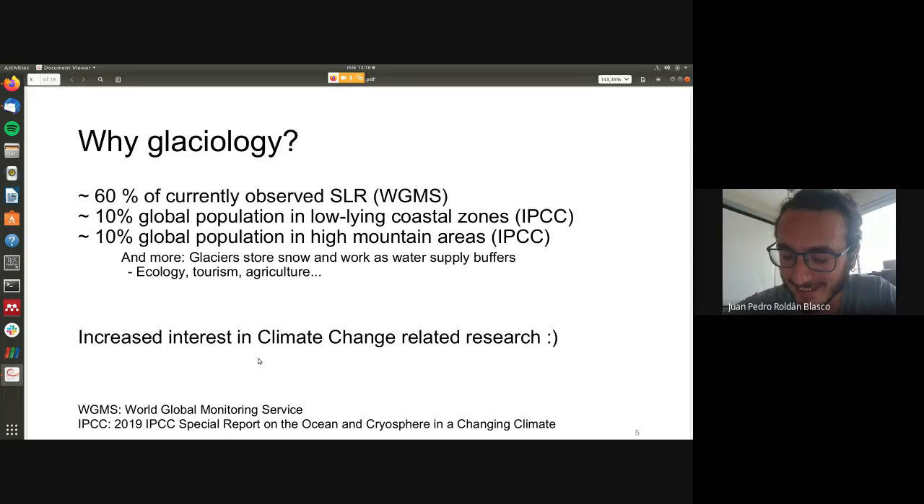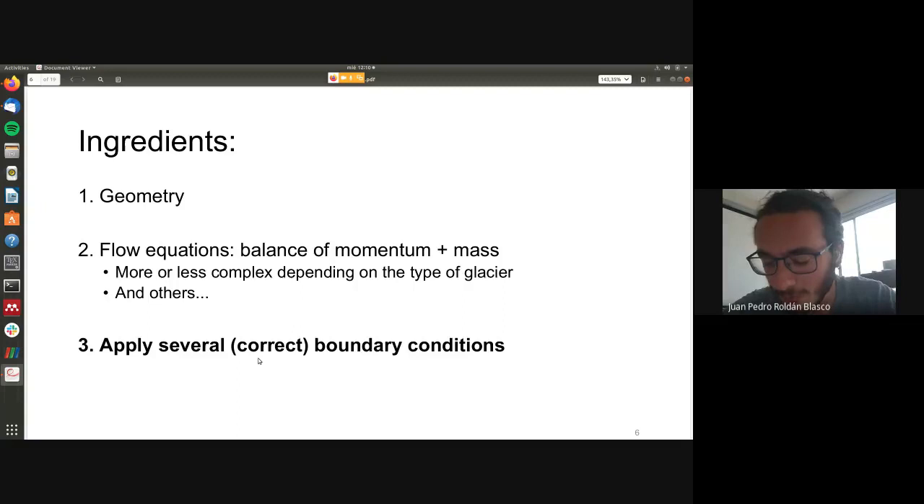And so to give you a broad image of what it is that we do, I will start with the very classical ingredients. Of course we all know finite element modeling, basic steps: we need geometry, we need some equations, and then we know the boundary conditions. And I will skim through these different steps or ingredients.